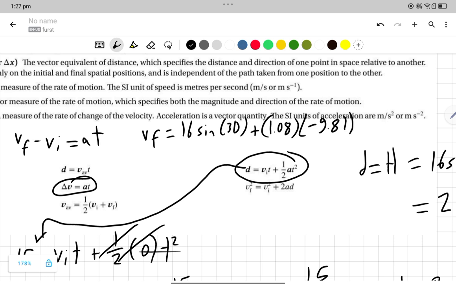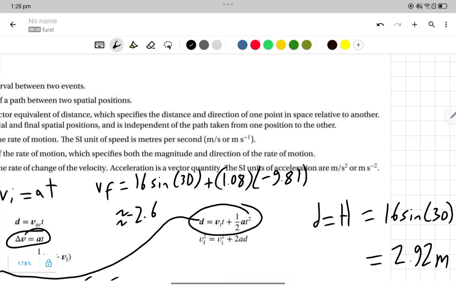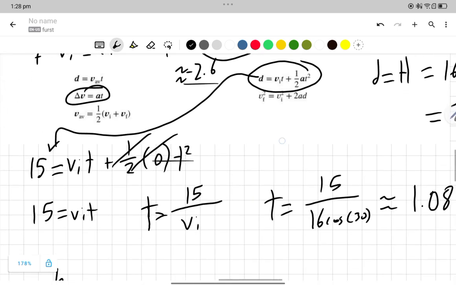Let's put that in the calculator. 16 sine 30 plus 1.08 times negative 9.81, which is about negative 2.59, just say 2.6. Okay, and what does it mean that it's negative? It means that our initial velocity was pushing the ball up, right, at a pace of 16 sine 30. Now, after a while, the gravity force acting on the ball is actually forcing it down at a speed of negative 2.6 meters a second.